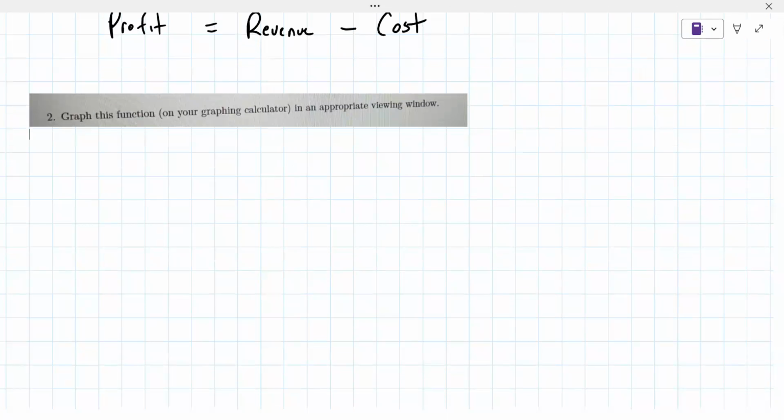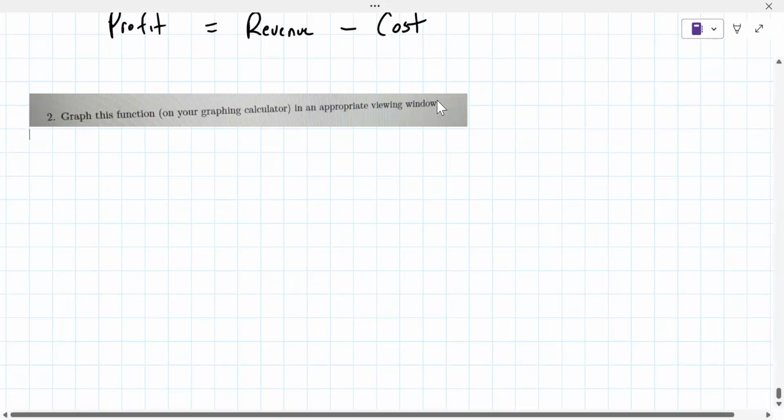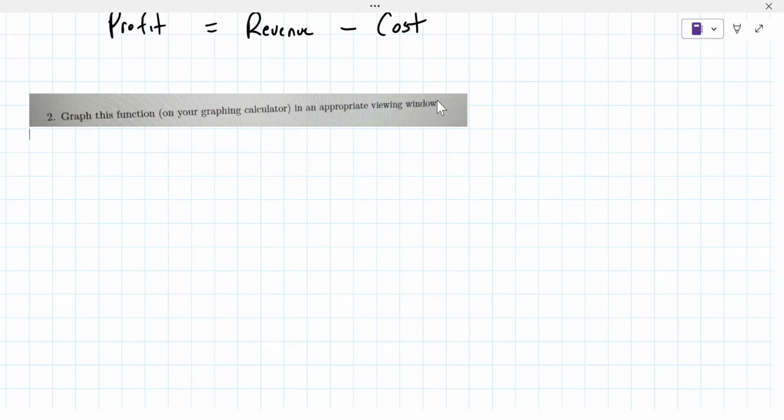All right, so graph this function in your graphing calculator in an appropriate viewing window. Trying to remember, I don't think you do a ton of graphing in college algebra on tests. I don't want to say this, but they don't really give you graph questions because they're too easy. You just graph them and you're done. So I guess I'll just graph this one.